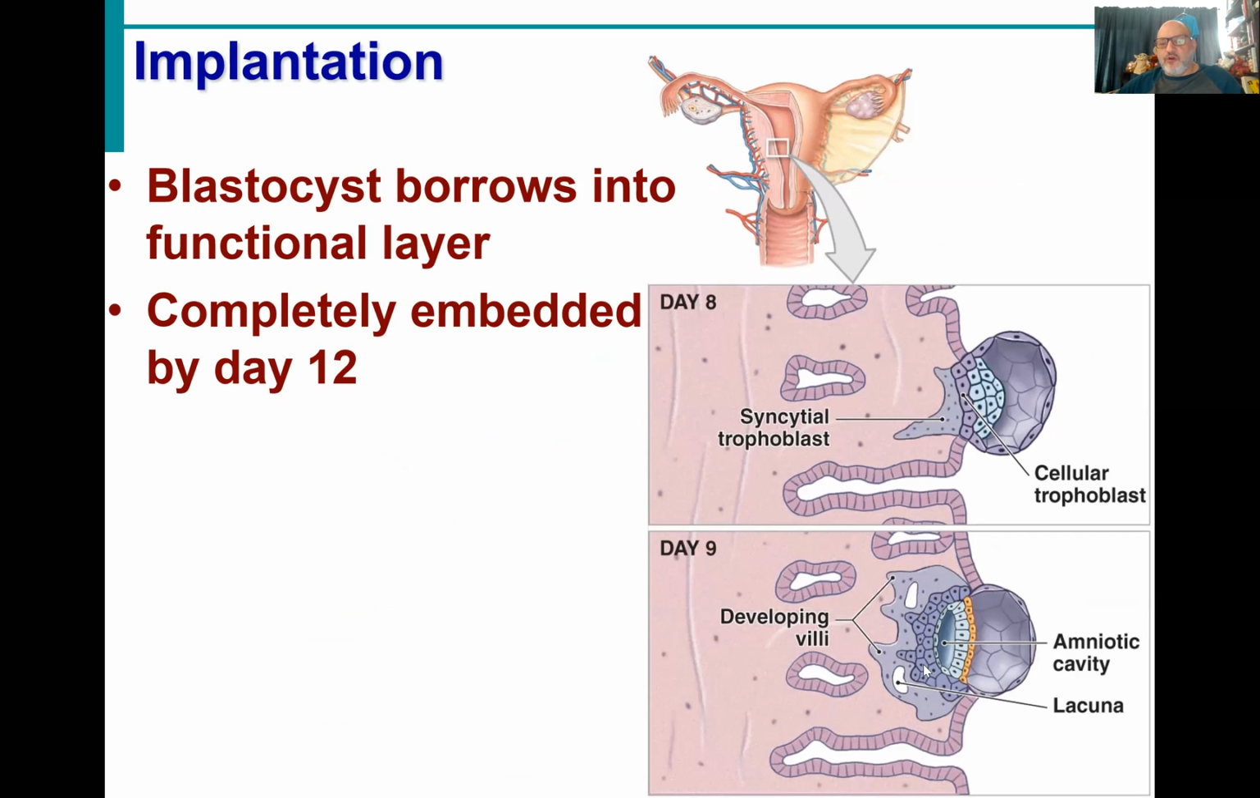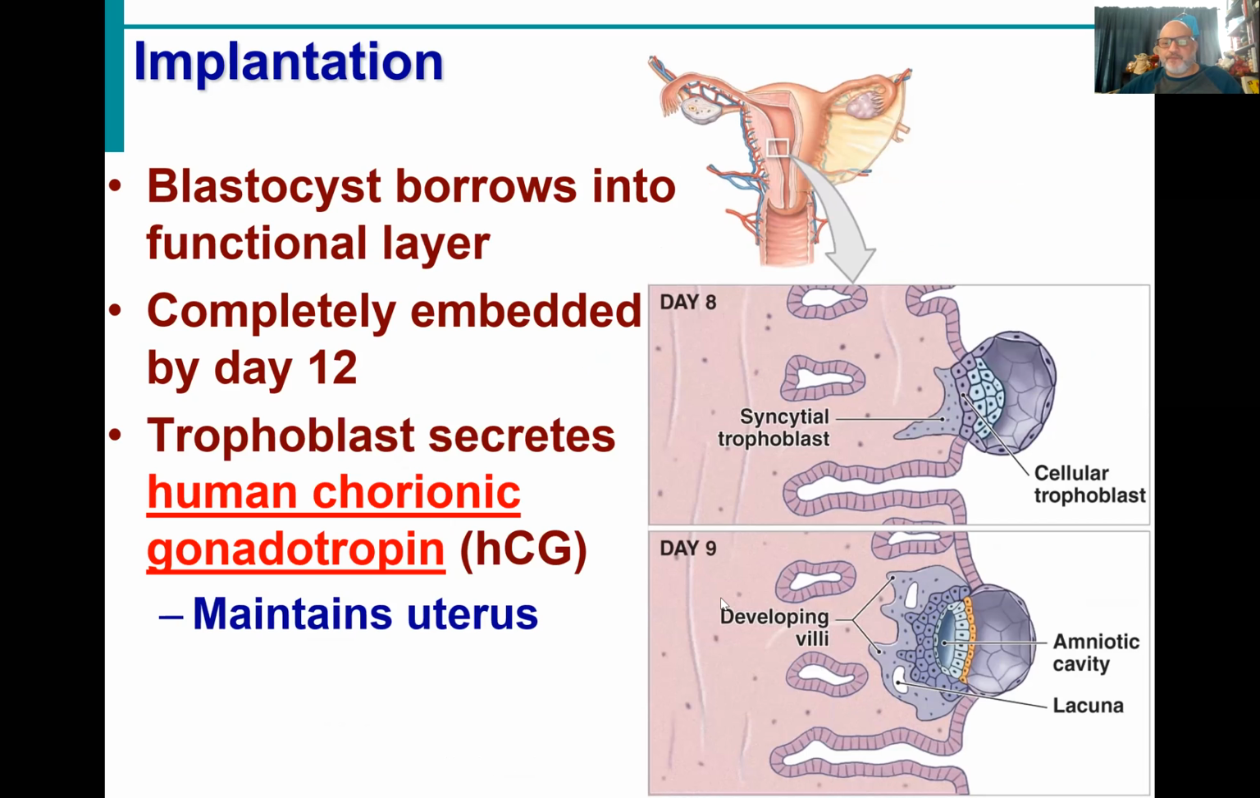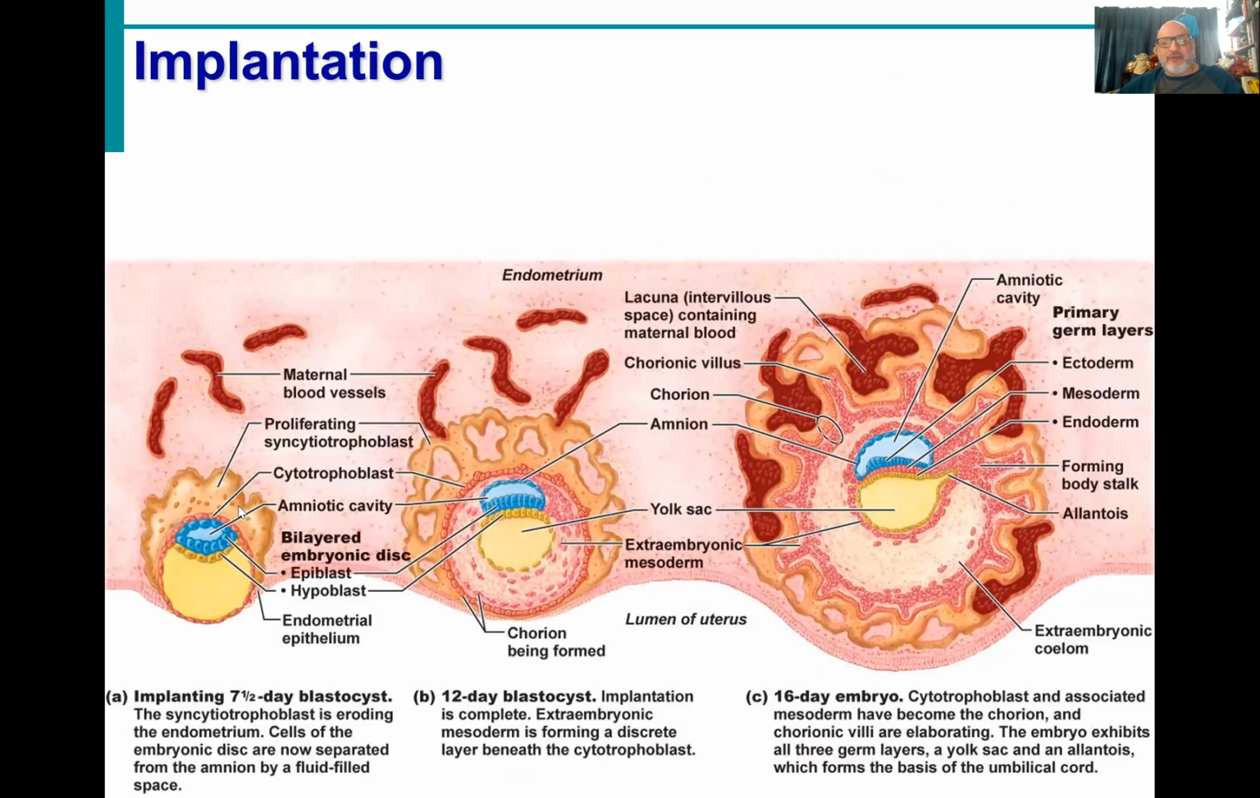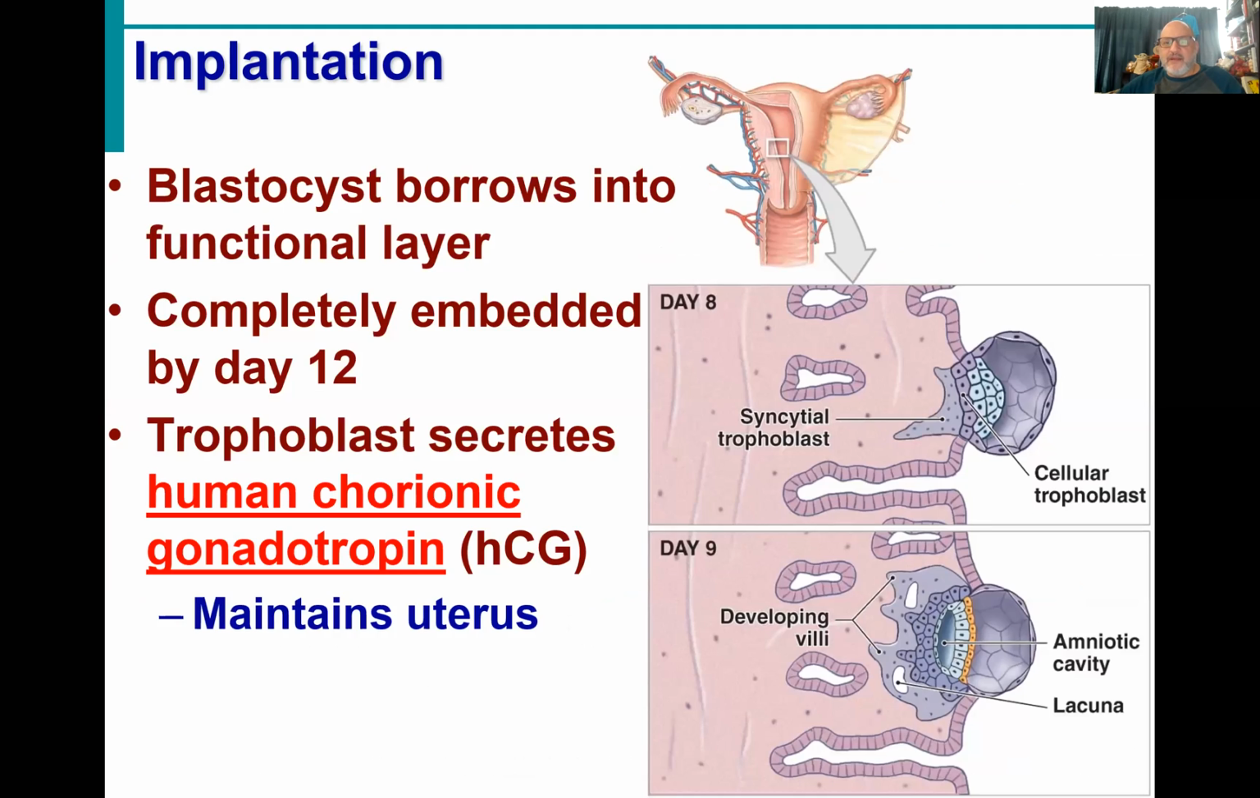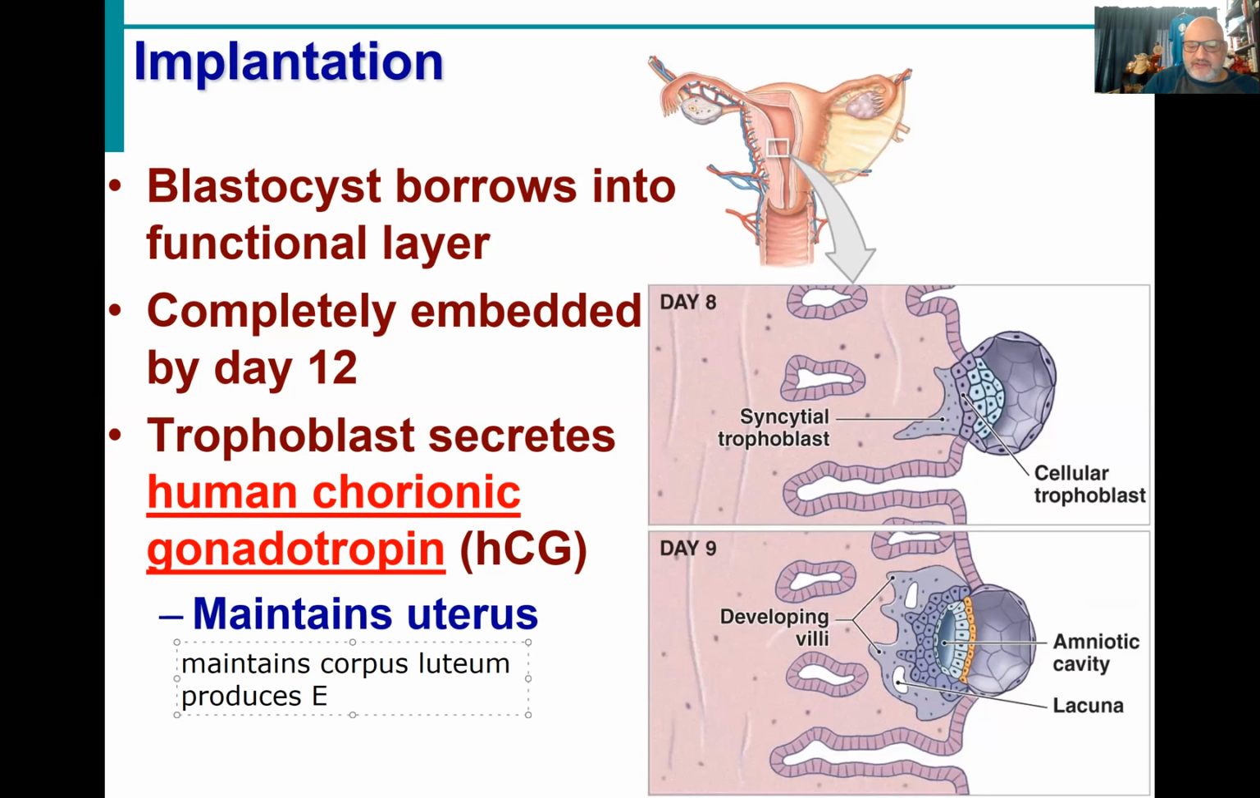So notice our syncytiotrophoblast continues to expand and it continues to grow until it is completely embedded, so that the functional layer now closes over the top. It is completely contained within the uterine wall. Now remember, it's able to do this in the functional layer because our trophoblast cells are producing human chorionic gonadotropin. And it says here it maintains the uterus, but remember what it really does. What it really does is maintain the corpus luteum. And the corpus luteum continues to produce estrogens and progestins, and those estrogens and progestins maintain the uterus.